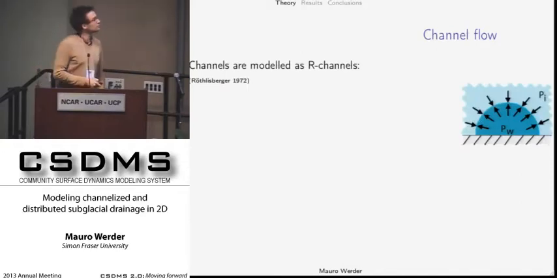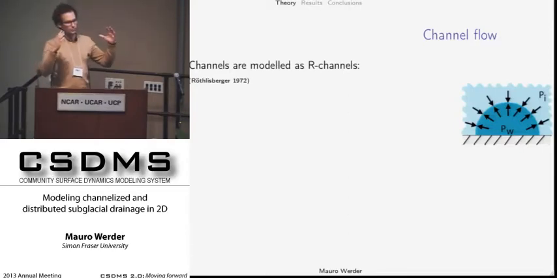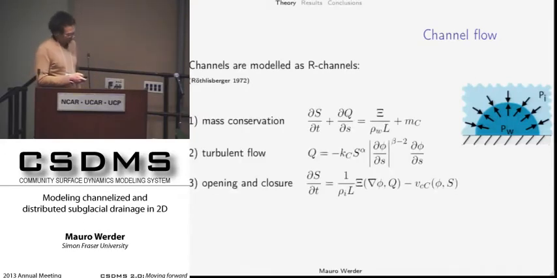Now, channel flow. On the right, you see a cartoon of a channel. This is the ice, here's the channel, here's the bedrock. So that's incised into the ice. And the way these channels work is that they melt open by dissipation of potential energy in the water flow. And they also close by creep closure, just like the cavities. And again, we get these three ingredients: mass conservation, turbulent flow law, and opening and closure.